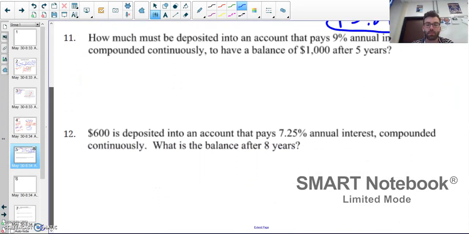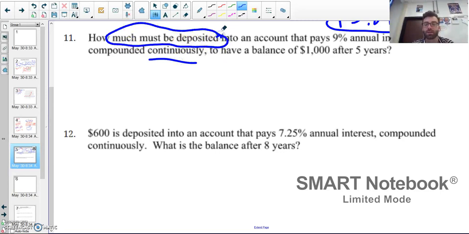All right. How about this one? How much, compounded continuously, should be deposited? That tells me that I'm looking for my principal value at a 9% rate to have a balance of $1,000 after 5 years.